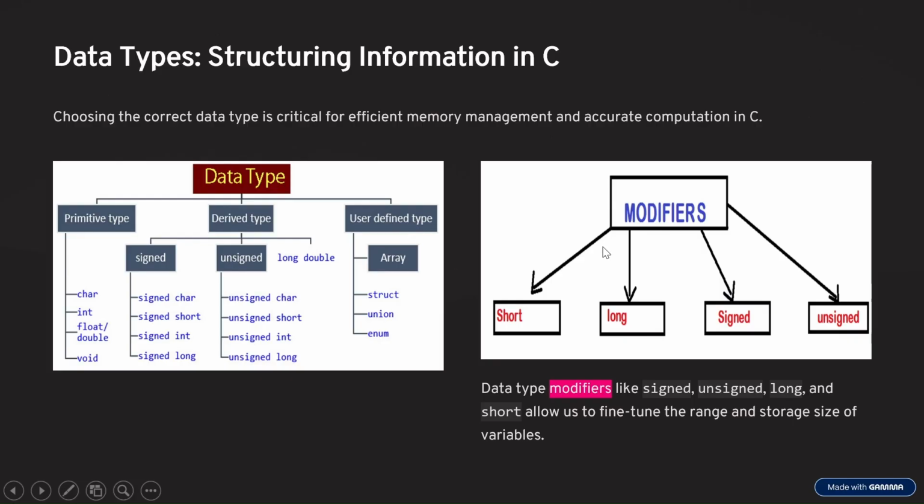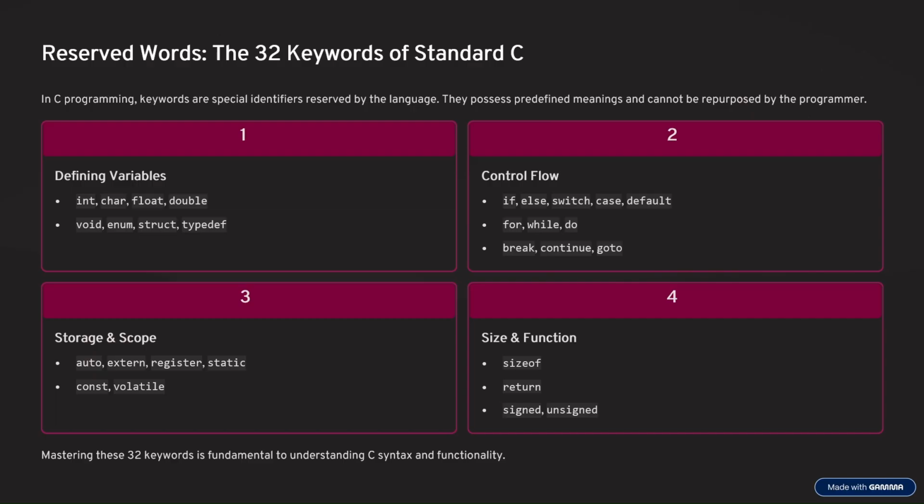And let us see the modifiers. There are four modifiers in C: short, long, signed, and unsigned. Data type modifiers allow us to fine tune the range and storage of the variables.